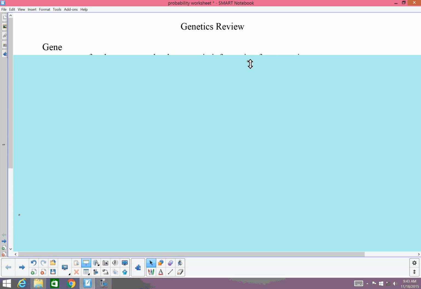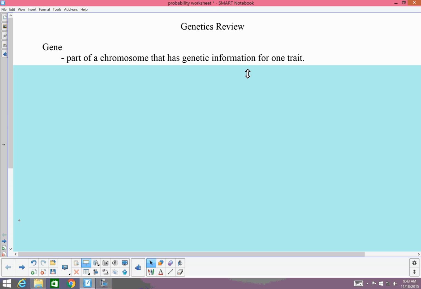We have a gene, which is a part of a chromosome that has the genetic information for one specific trait. If you don't have these notes or if you don't know where they are, you're going to want to write this down, okay? Let's keep moving. If at any point you need to write this down, you're going to hit pause.